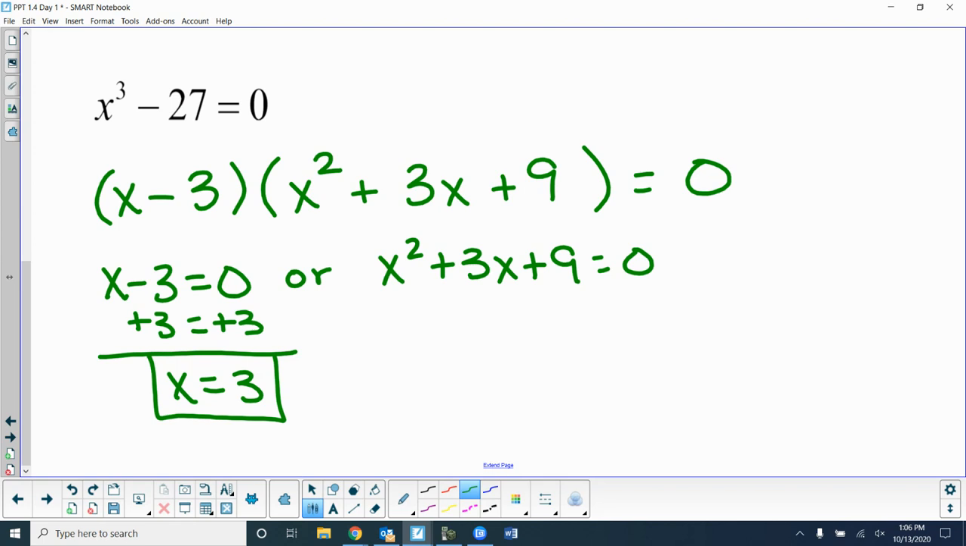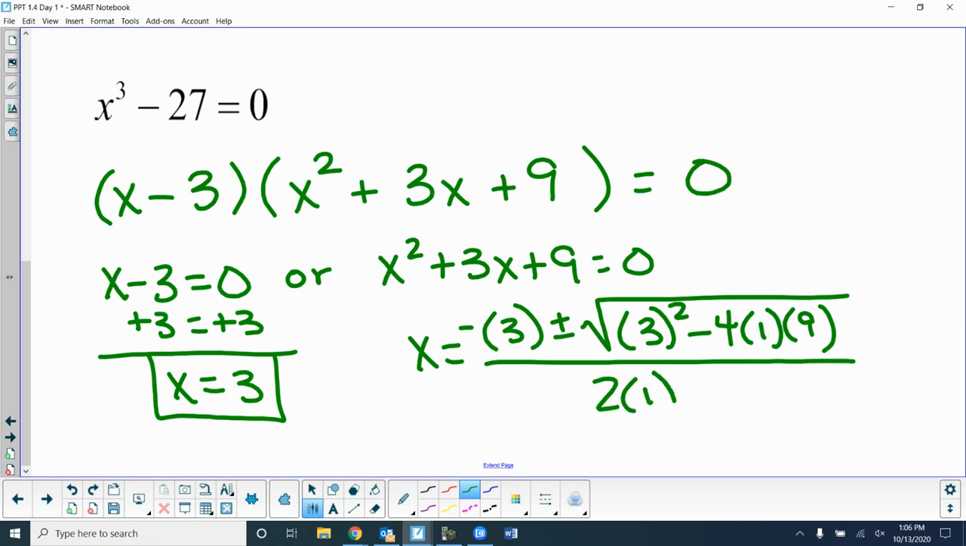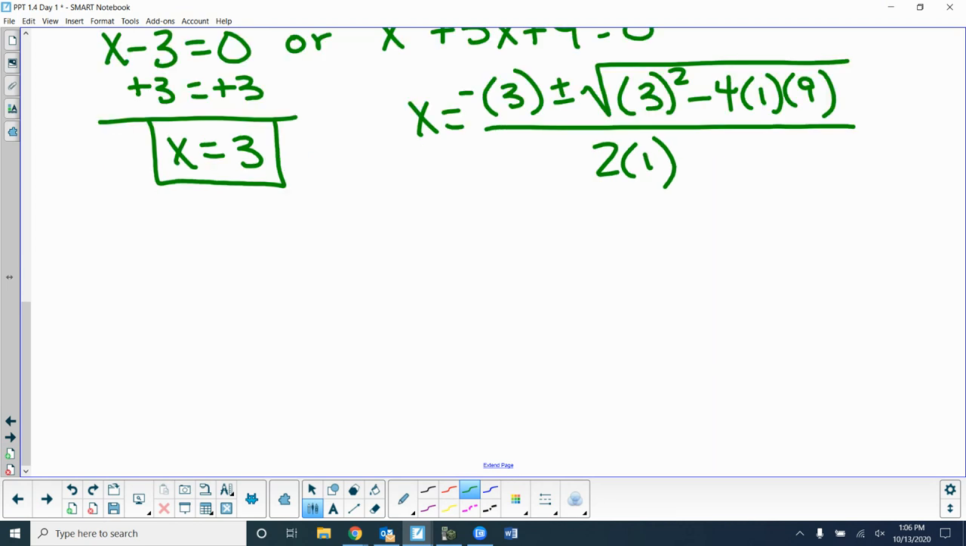Use the quadratic formula. So I go x equals negative b plus or minus the square root of b squared minus 4ac all over 2a. A few mistakes on Friday. Forgot it was negative b. You might have forgot to square the b, and somebody put plus 4ac instead of minus. So those were the mistakes on the quadratic formula if you made one.